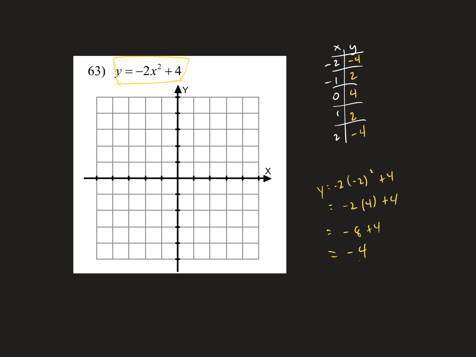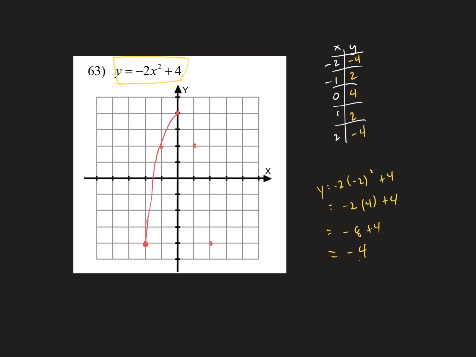So now I can take those points and plot them on the graph. So -2, -4, it's right here. -1, +2. 0, 4, 1, 2, and 2, -4. And then connect those dots.